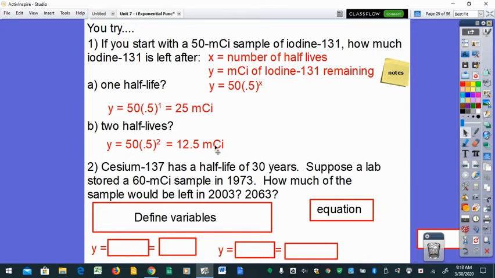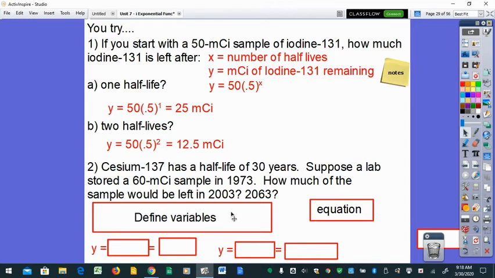Cesium-137 has a half-life of 30 years. Suppose a lab stored a 60 millicurie sample back in 1973. How much of the sample would be left in 2003 and 2063? How about if you pause the video and see if you can set that one up? Okay, let's see how you did.